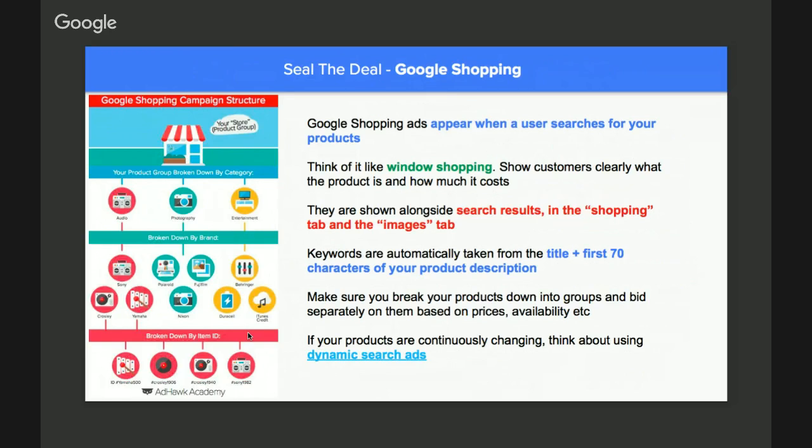So it can be shown in 3 different places. It is really a powerful tool for e-commerce companies. Now, you don't add keywords to these campaigns. Google automatically takes your keywords based on your Google Merchant Center account, which is basically a product feed of all of your products. It looks at the title of your product and the first 70 characters of your product, and then uses that as keywords.